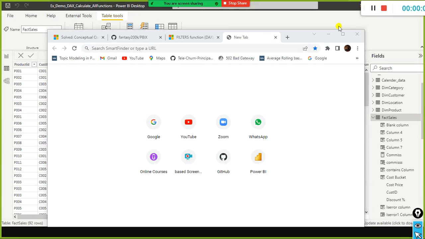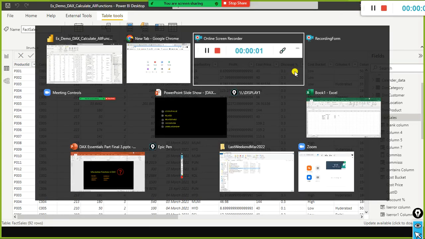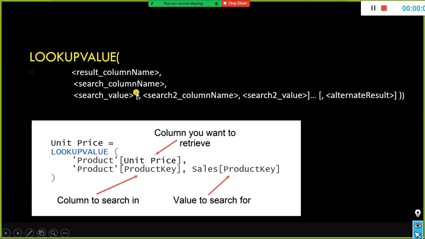The lookup function, how it works. We are going to look at the lookup function now. The lookup value function, this is the syntax here: resultant column name, search column name, search value, and search to column name, search to column value, and so on.